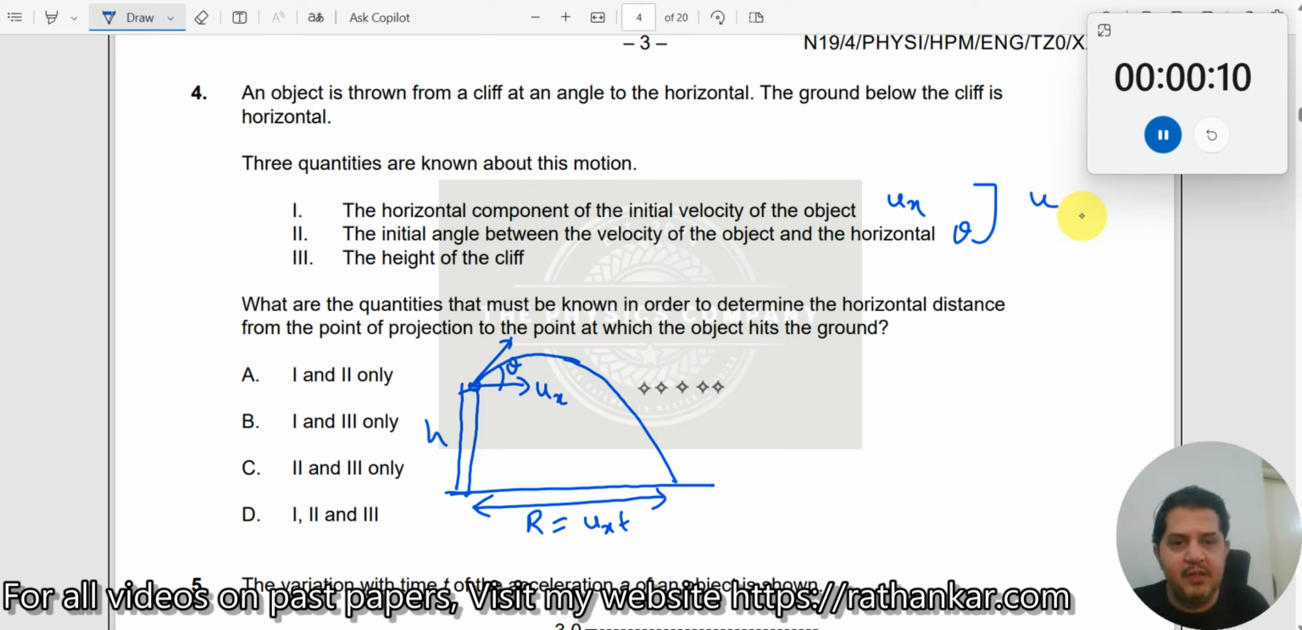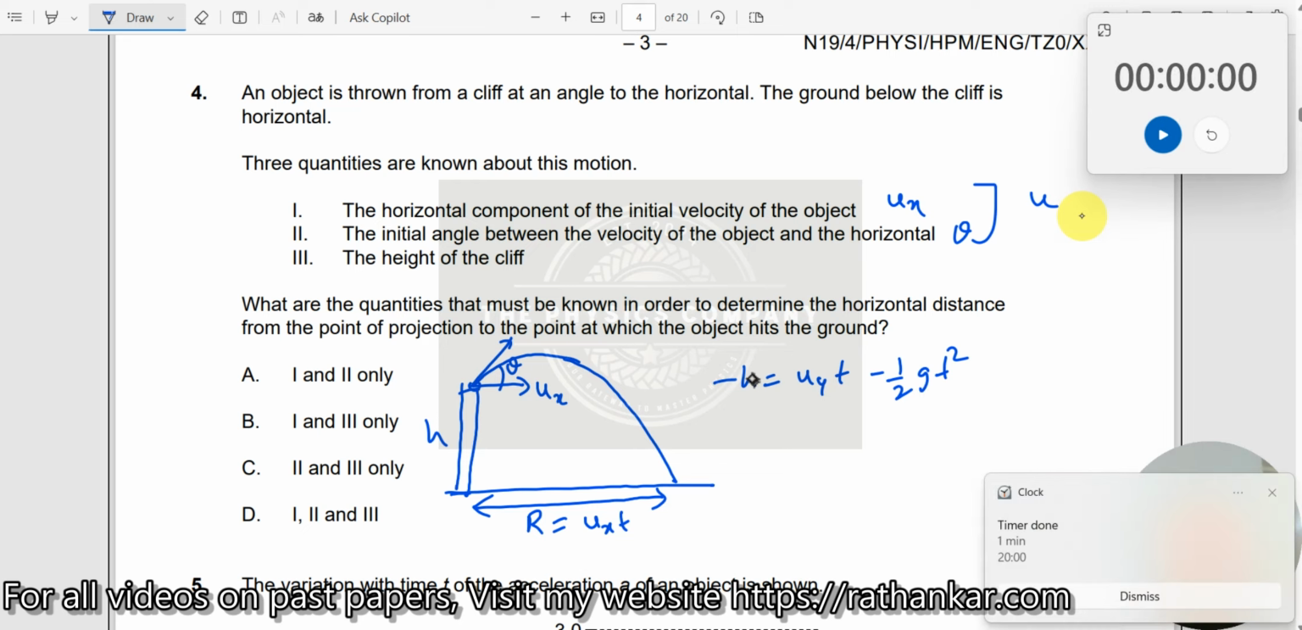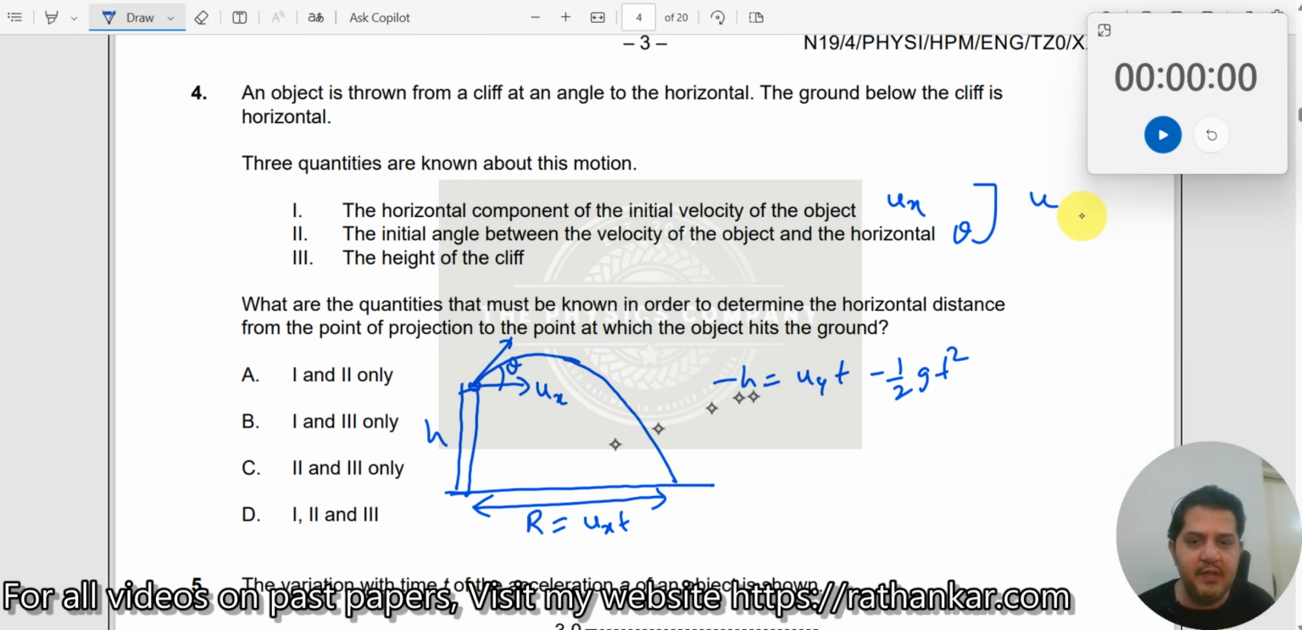How do you find the value of t? Equations of motion, because acceleration is constant. So you will write minus h is equal to uyt minus half gt square. So therefore t is unknown, g is known, you want uy here. The value of h is given to you, uy you need. How do you get uy? Uy is nothing but u sine theta here, right?